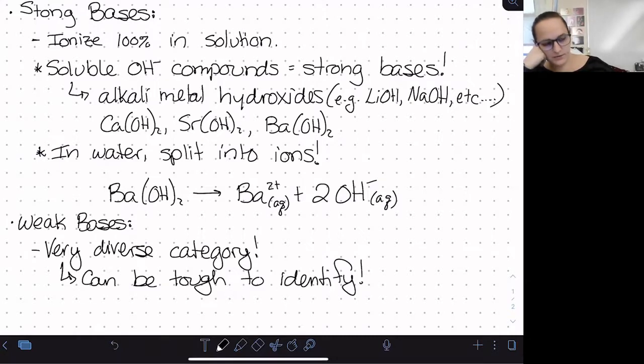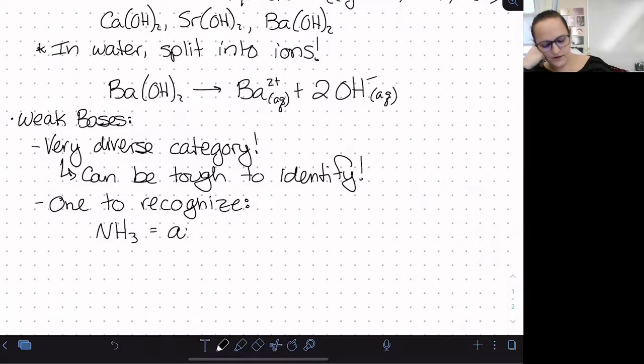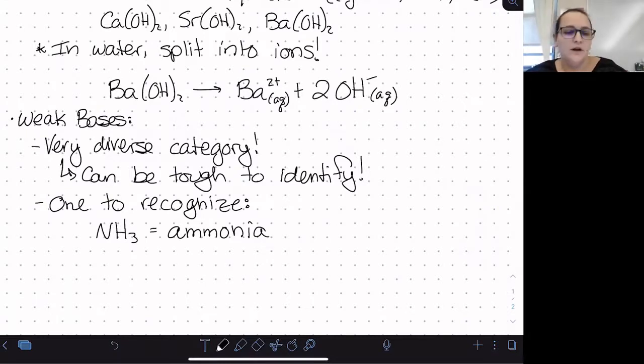There is one in particular that is important, and I would like you to recognize specifically right now, which is NH3, which is known as ammonia. So this is far and away the most common weak base that you will encounter. It's really commonly used. It is really cheap. So that is why just one for now to work with to kind of get used to weak bases. And we'll expand our horizons later.